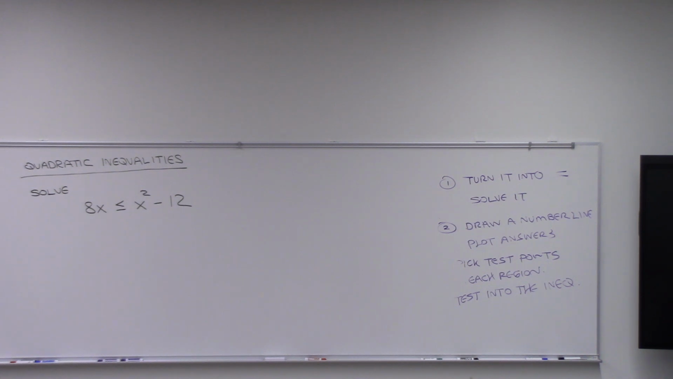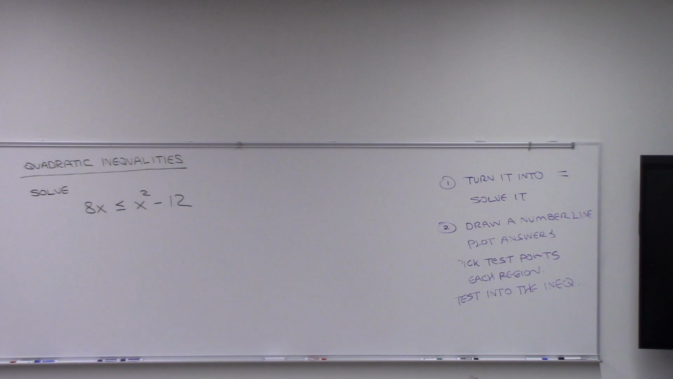So is that a quadratic inequality? Yes? I mean, it's an inequality, right? It contains x squared, so it is a quadratic inequality. Now, it doesn't have all the stuff on one side and 0 on the other, right? But it still is a quadratic inequality.